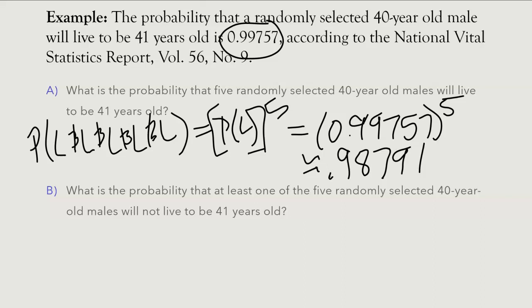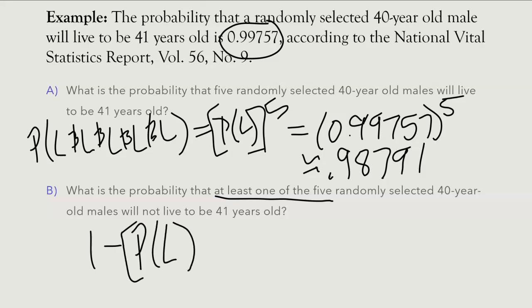All right. Well, what is the probability that at least one of the 5 randomly selected 40-year-old males will not live to be 41 years old? In this case, since it's at least one, we want to use the complement, okay? So we want to do 1 minus the probability that all 5 of them live to be 41. That will be 1 minus the probability of them living to be 41 to the 5th power.